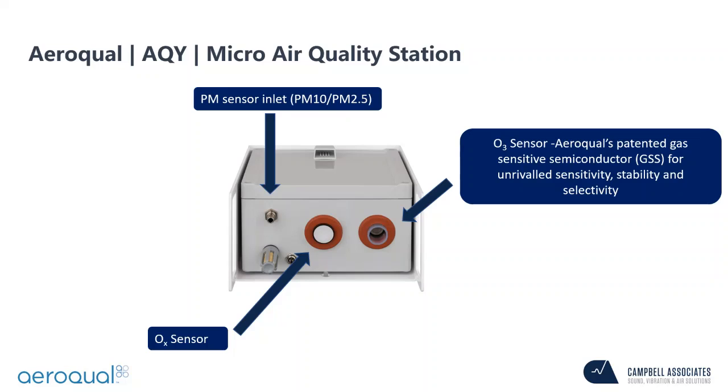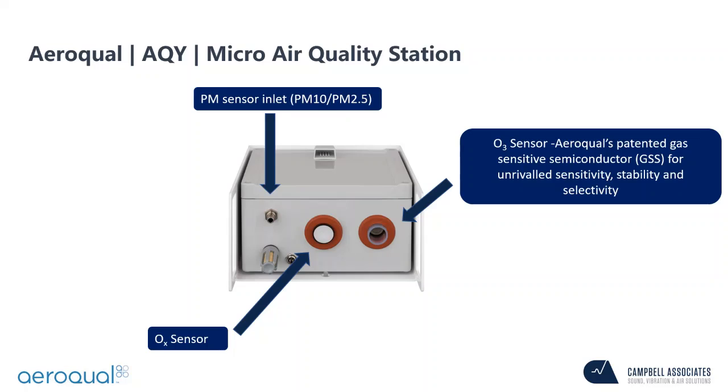So a little bit more about the data that the device delivers. The AQY delivers real-time data for the main urban pollutants. This means PM, so PM10 and PM2.5, ozone and NO2. So here you can see the PM in LED. Here, this is to measure PM10 and PM2.5. We also have here the ozone sensor.